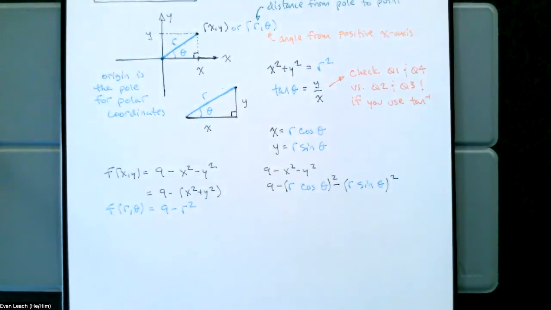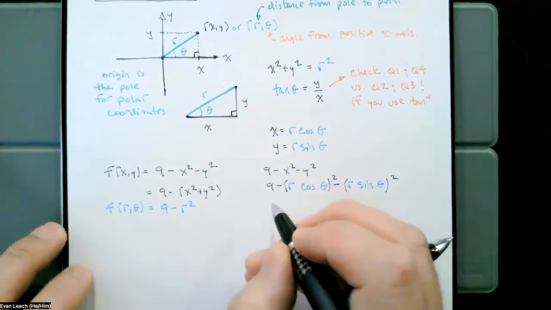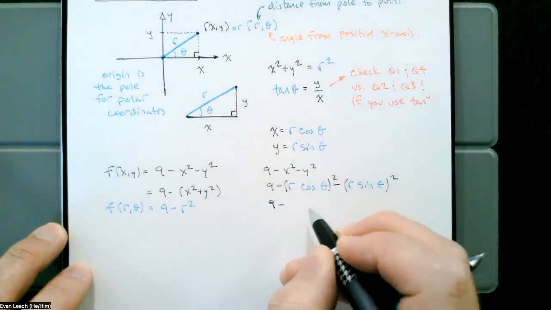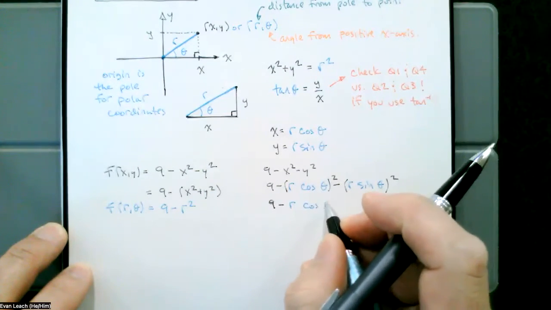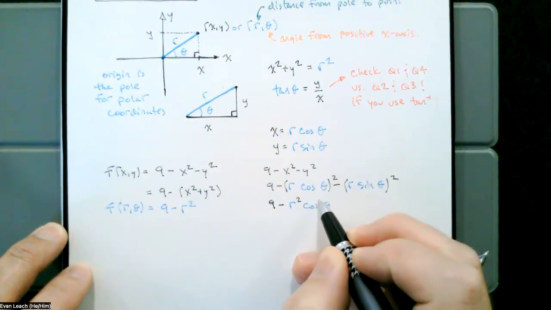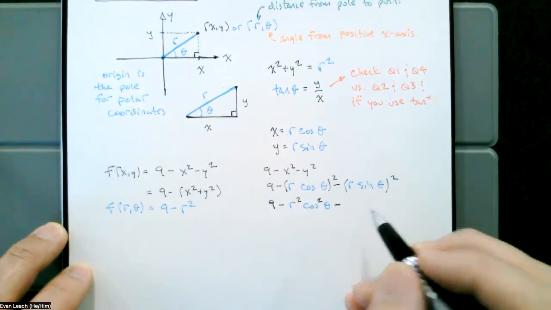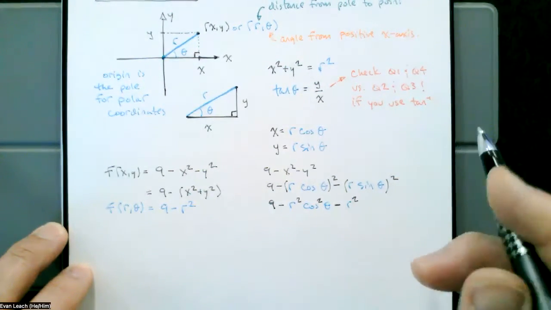I'll have space to square the r. Halfway through, I decided I want to have the squares on the outside to remind ourselves where the r squared and the cosine squared are coming from. So I have r cosine theta, all that being squared. So it's going to be 9 minus r squared cosine squared theta. Similarly, r sine theta, all that squared, is going to be r squared times sine squared theta.